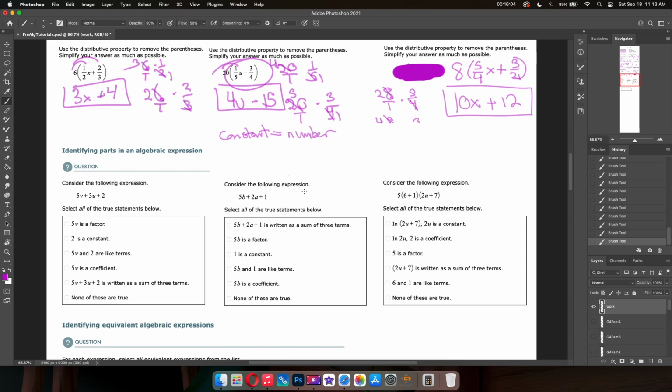Let's see here. What are the words they're looking for? Factor. Let's see here. 5b is a factor. Constant. Coefficient. Coefficient is the number in front of a variable. Number in front of a variable. Let me write an example of that. So if we're looking at 6x, 6 is my coefficient. I can write that as a shorthand, right? That's perfectly fine.